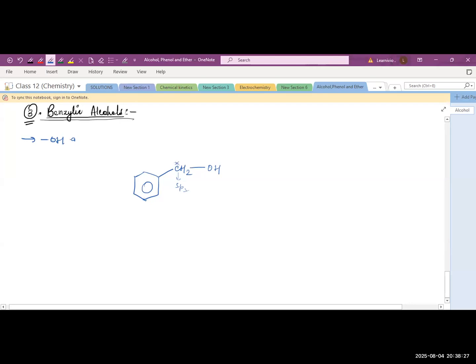So basically OH group is attached to sp3 hybridized carbon next to aromatic ring. Okay, suppose I put you some examples.